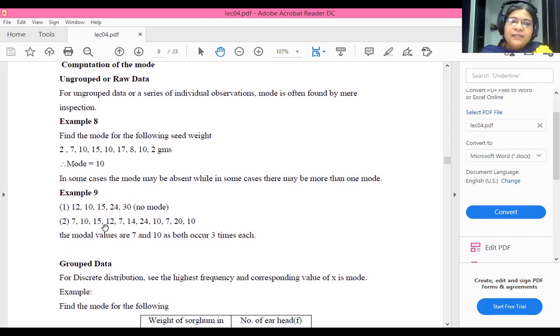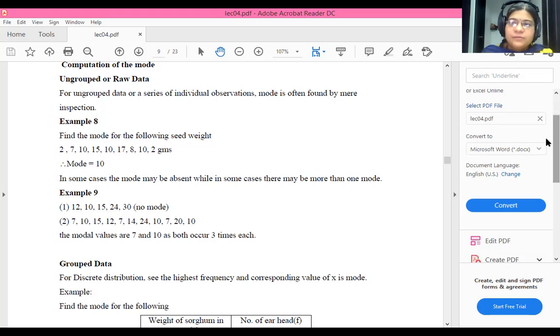The data is 7, 10, 15, 12, 7, 14, 24, 10, 7, 20, 10. In this case, 7 occurs three times, and 10 also occurs three times. So both observations have the same frequency. 7 and 10 both occur three times each. So this data is bimodal, as there are two modes.